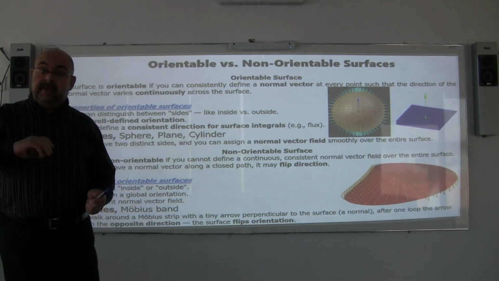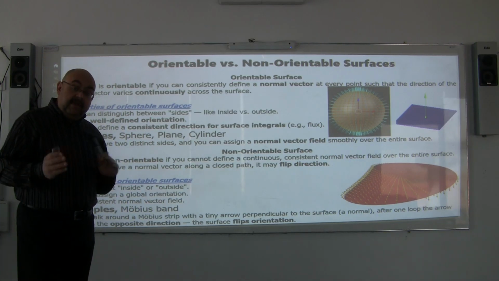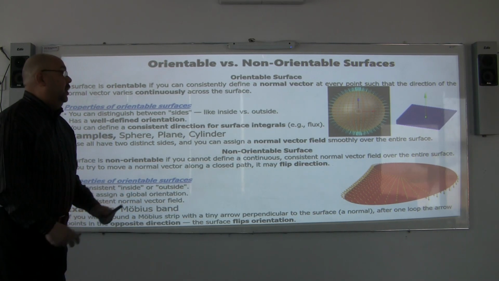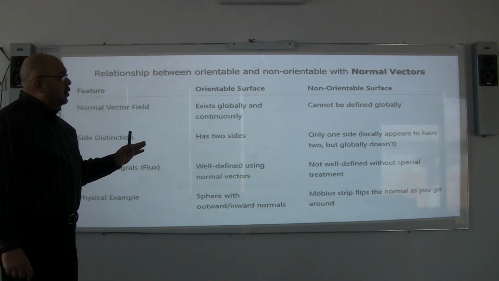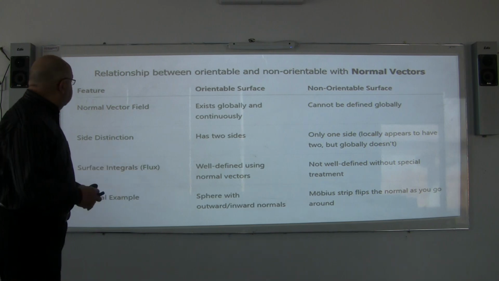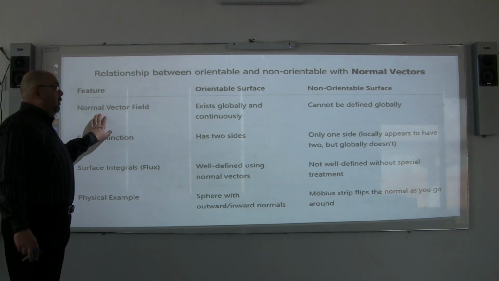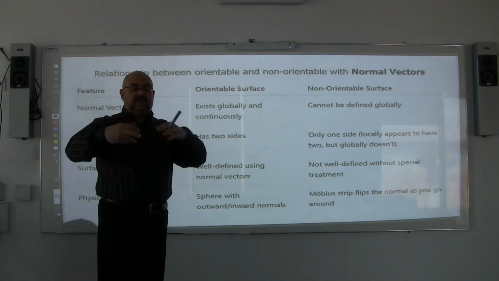suddenly from being upward to the inverse of this direction directly. This is also a comparison between the orientable surfaces and non-orientable surfaces with respect to the normal vector. This exists globally and continuously, as you can see.